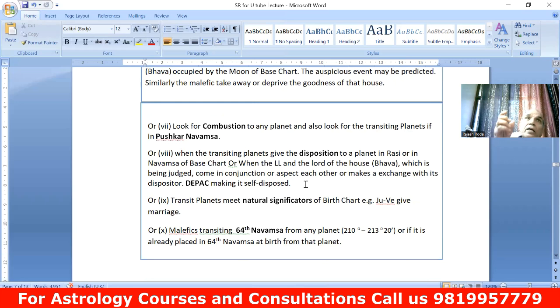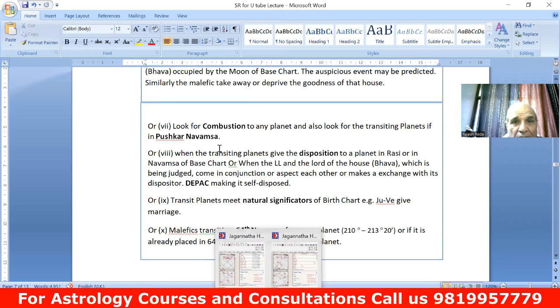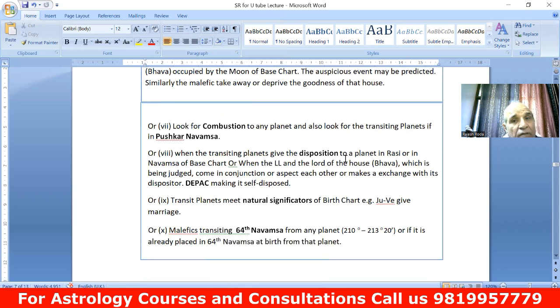Eighth point, very important. We have to see when a transiting planet gives disposition to a planet in the Rashi or Navamsha base chart, or when the Lagna Lord and the Lord of the house being judged come in conjunction, aspect each other, or make an exchange with the dispositor. You must have heard of PAC: placement, aspect, and conjunction. But I modify this PAC to DPAC. If there is a dispositor, it is also working wonderfully well. So look for DPAC. Maybe planets are in 6-8 position. If there is exchange between the lords of those houses, then resolution would definitely be available.